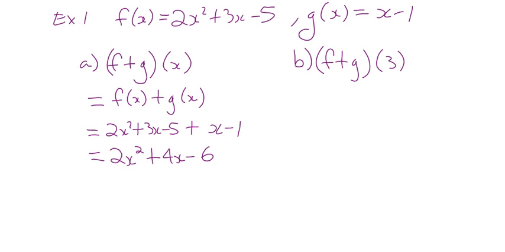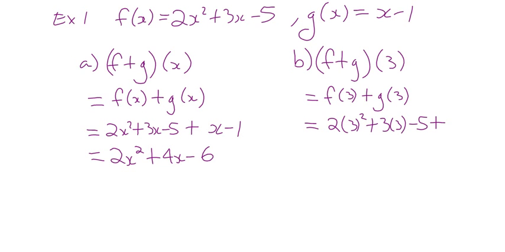We just leave it in this form. We're not going to go and factor it or anything like that. We're just going to leave it in the form 2x squared plus 4x minus 6. F plus g of 3 we can do by doing f of 3 plus g of 3. F of 3 is 2 times 3 squared plus 3 times 3 minus 5, plus 3 minus 1. All we're doing there is a substitution: wherever we see x, we're writing in a 3. So what do we get? 18 plus 9 minus 5 plus 3 minus 1. So what's that? 24. So we get 24.